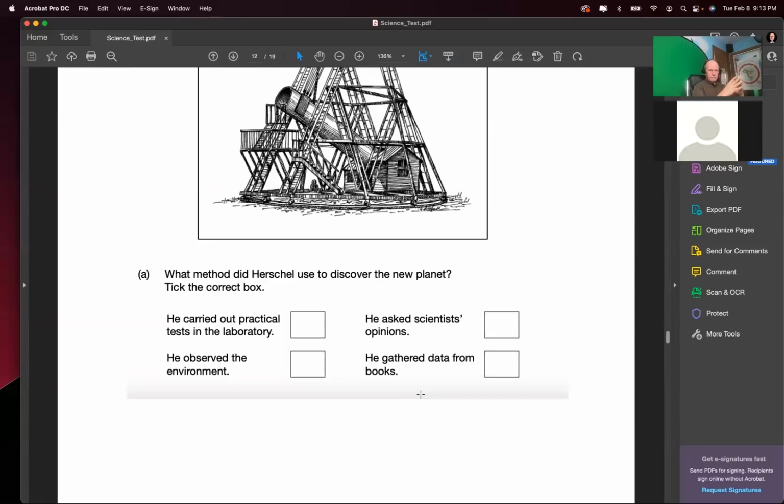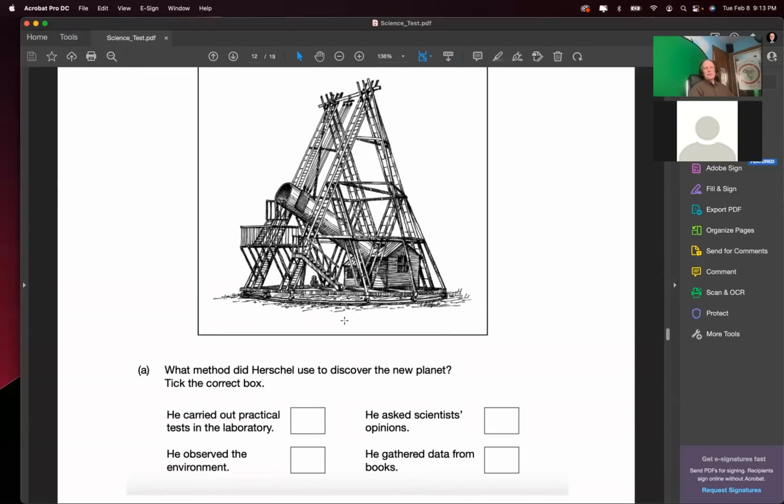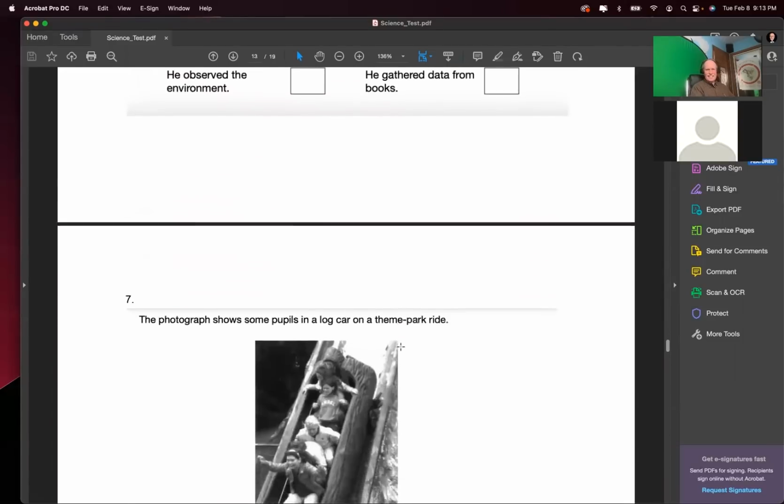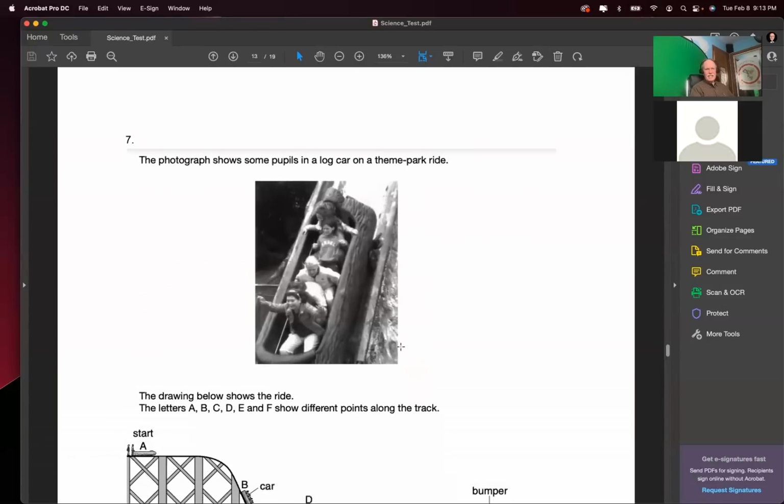I would say he observed the environment. That is a pretty cool looking telescope. That's epic. The whole construction rotates too, house and all. Oh, wow. Okay. All right.